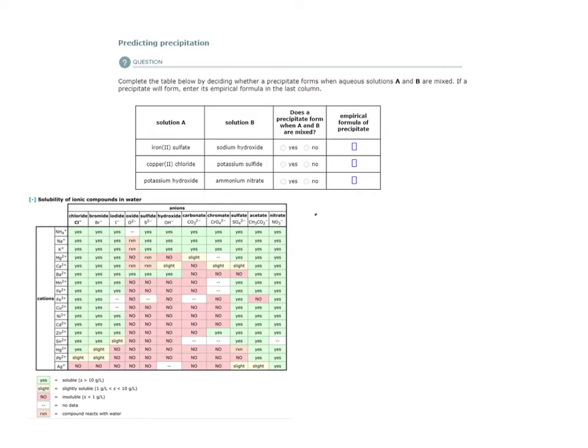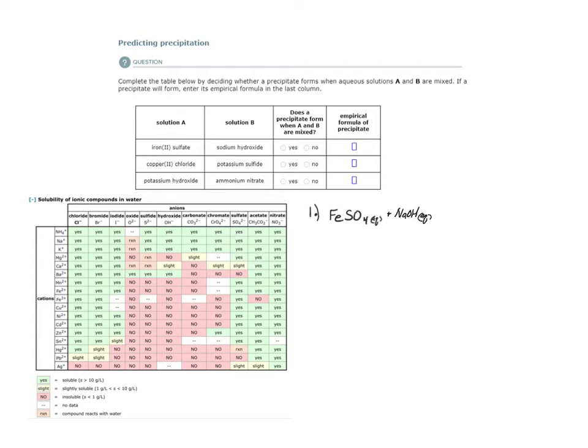It would be FeSO4. Sulfate is a polyatomic ion with a 2- charge, and we have iron 2, so 2+. So there's the chemical formula. Now this is a solution, so I'm going to write aqueous here. We also have sodium hydroxide. That would be NaOH. I have a solution of sodium hydroxide, so I need to indicate that it is a solution.